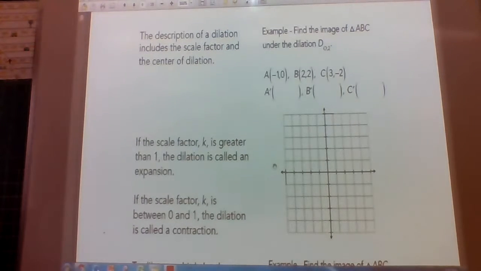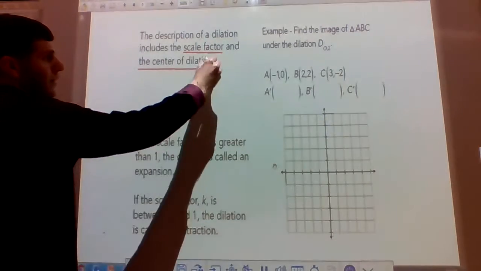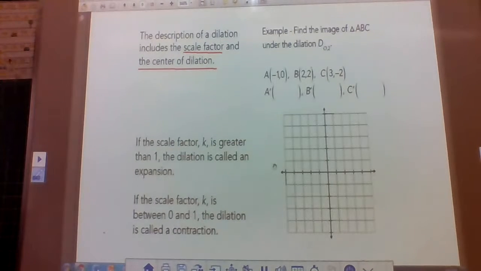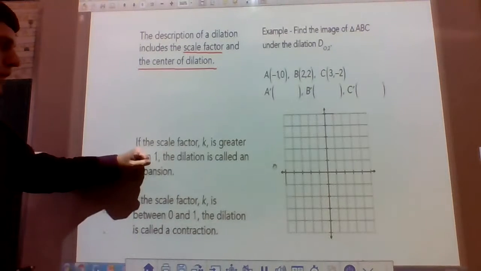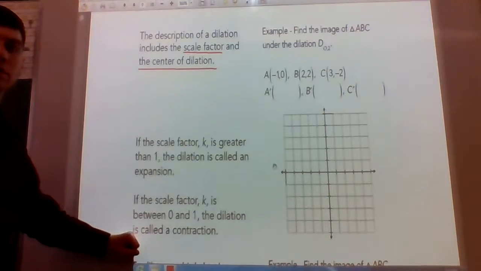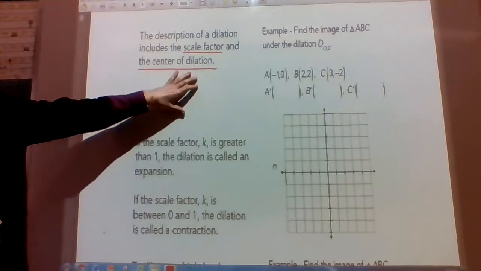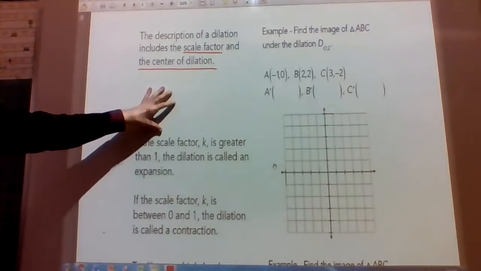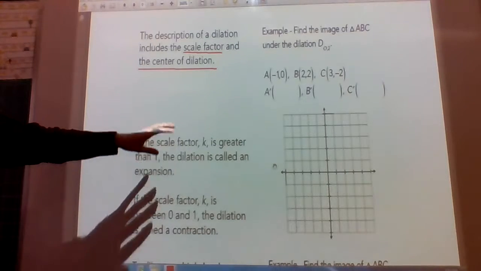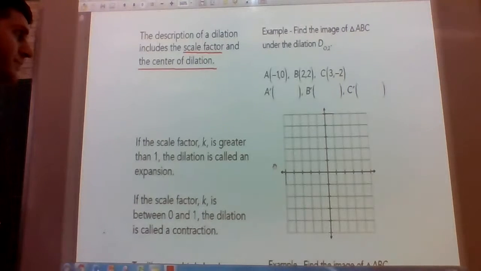Okay. So our description of a dilation includes the scale factor and the center of dilation. The scale factor is what we're multiplying by to get the new size. If we're multiplying by a number that's greater than 1, it's going to get larger. If we're multiplying by a number between 0 and 1, it's going to get smaller. It's going to contract. So the scale factor is how much larger or how much smaller it's getting, how much it is expanding or contracting by. The center of dilation is the center point from which it expands outward.